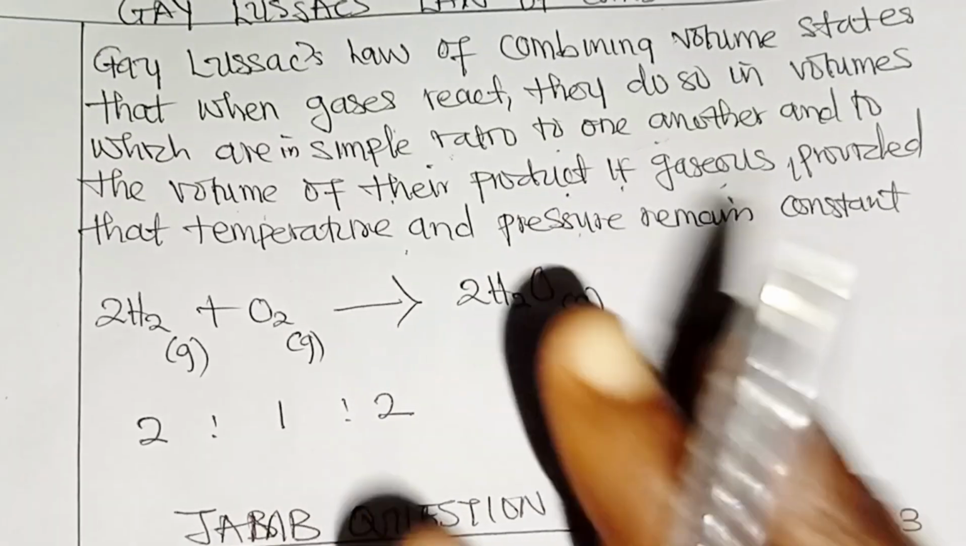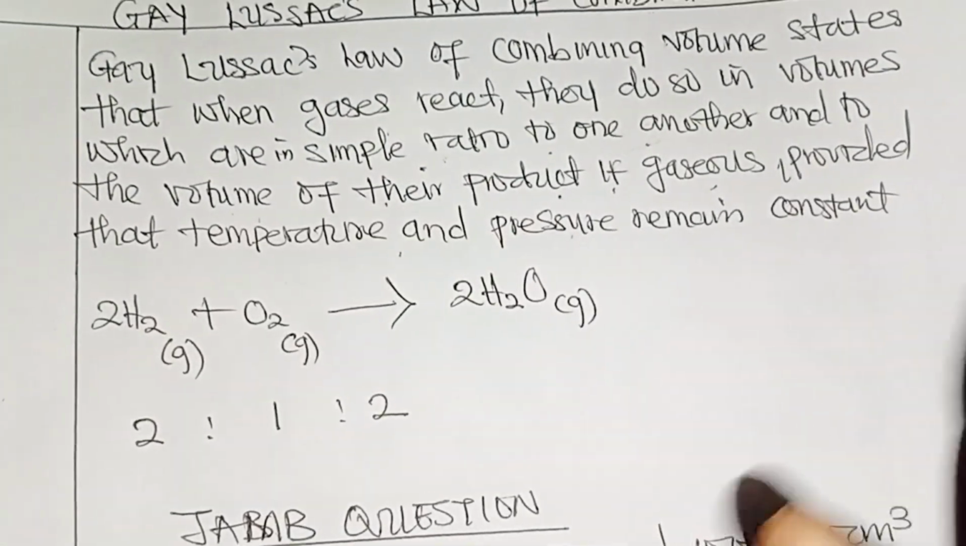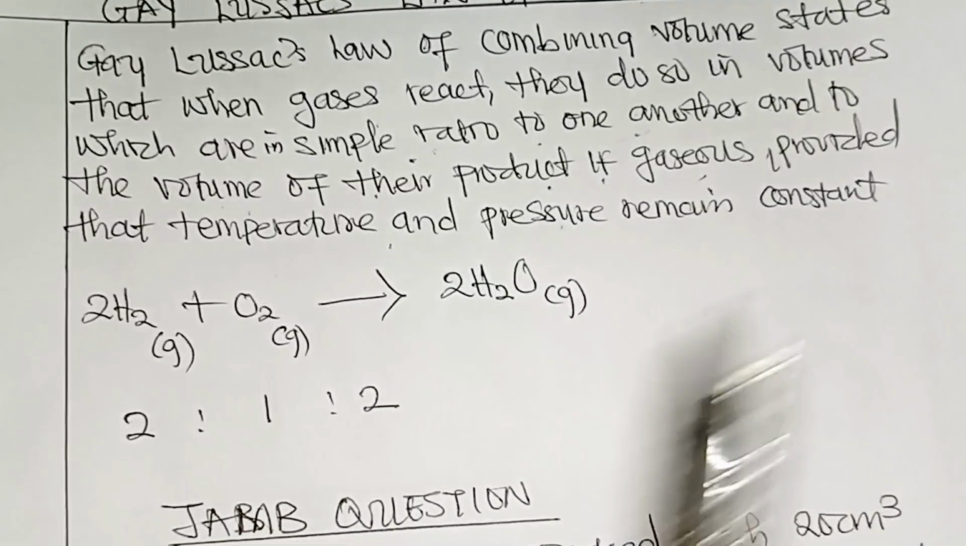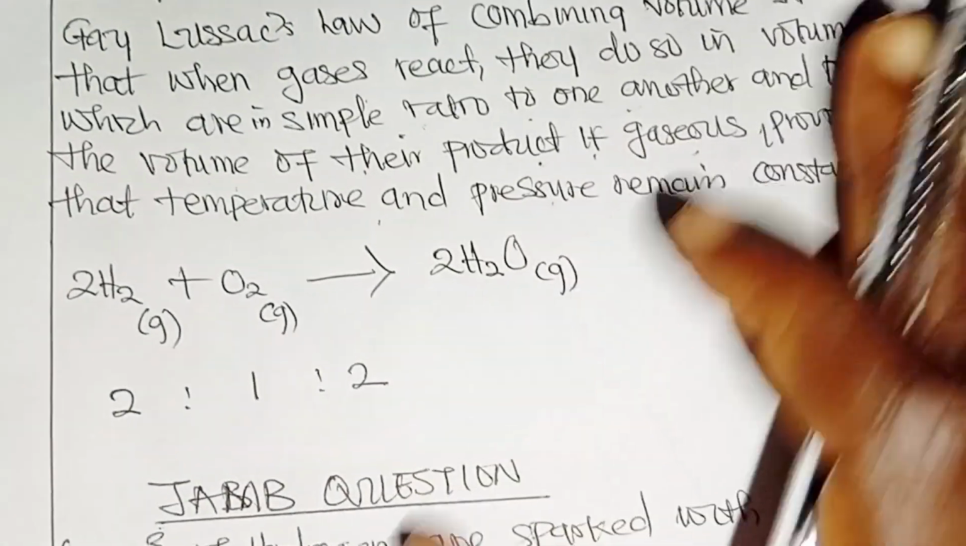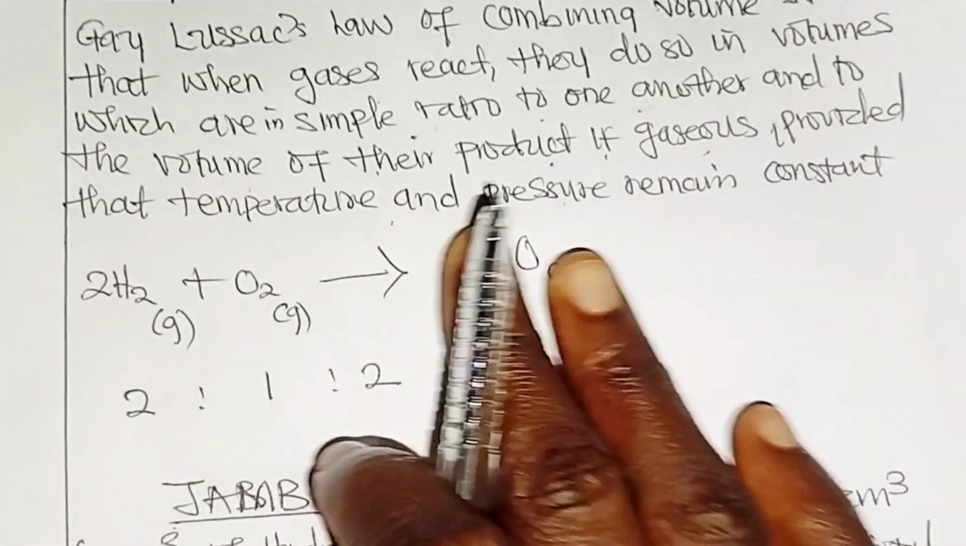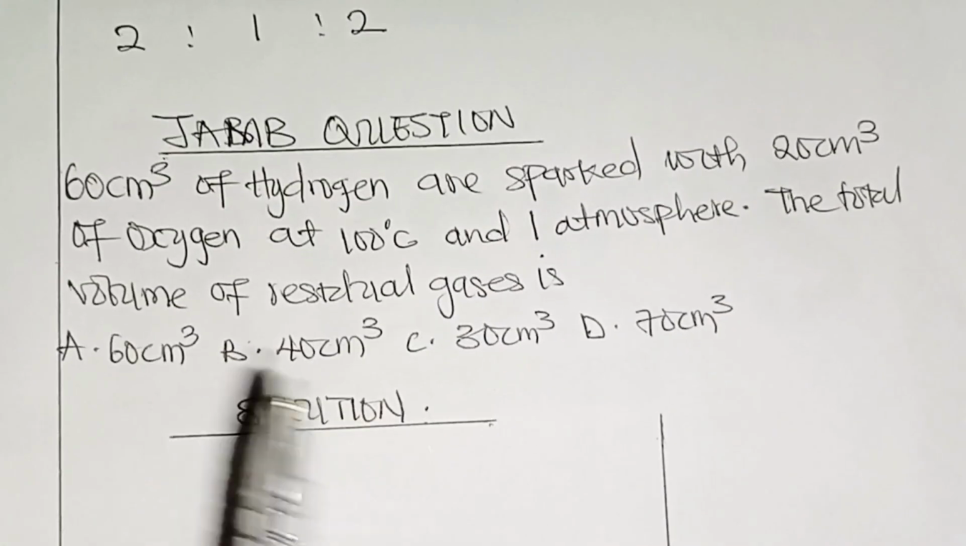So when gases react, they react by volume, which are in simple ratio, which are in small whole numbers, okay, to one another and also to the volume of their products if gaseous, provided that the temperature and pressure remain constant. Let's look at this JAMB question.